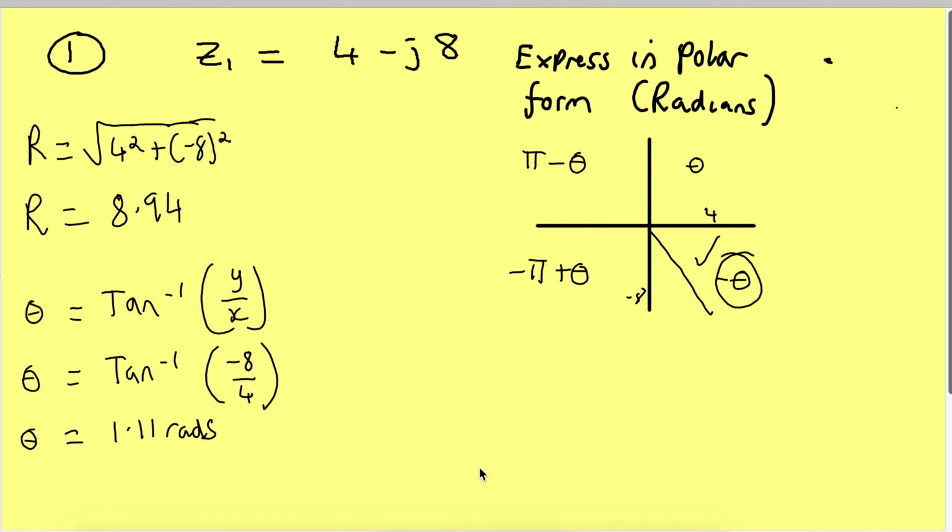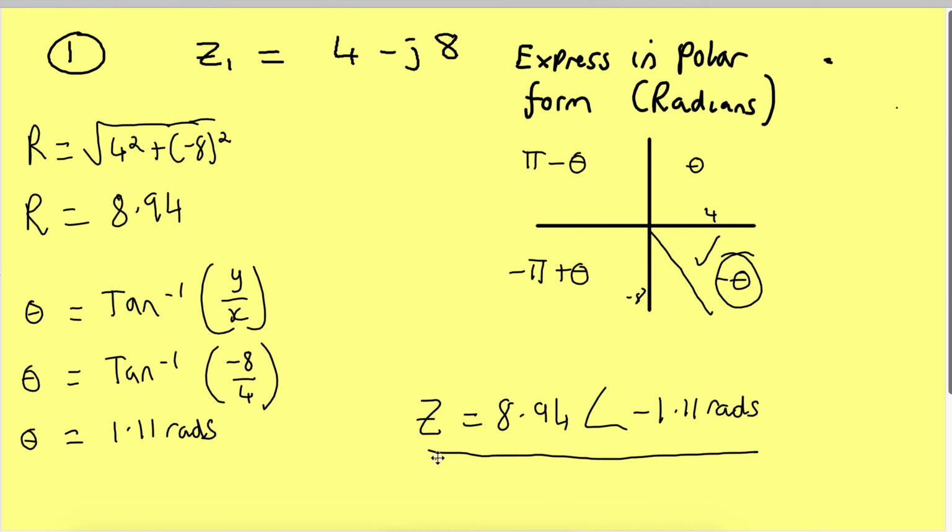rads. Okay, so that means that our complex number is z equals 8.94 at an angle of negative 1.11 rads. Now, you don't actually need to write rads at the end of it, because unless you have a degree sign, it's always assumed that your complex number is in radians. Okay, lovely.